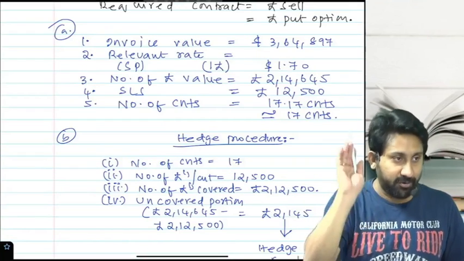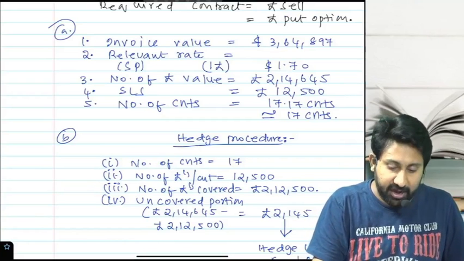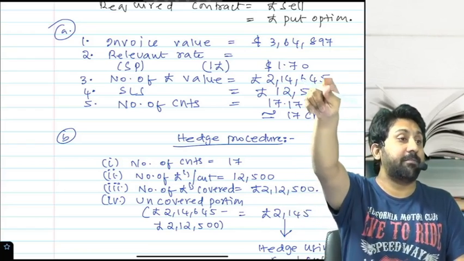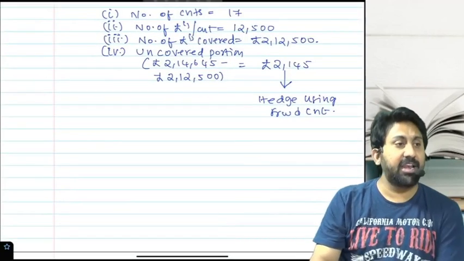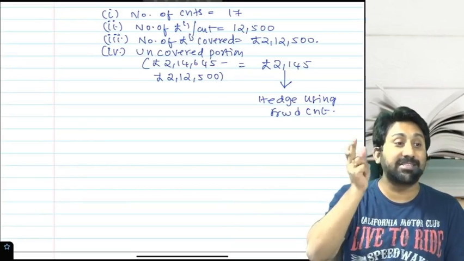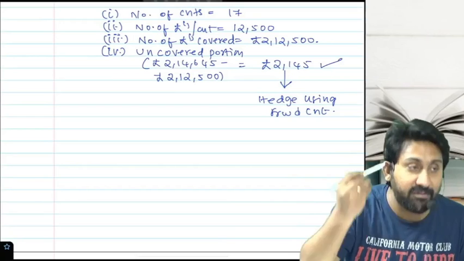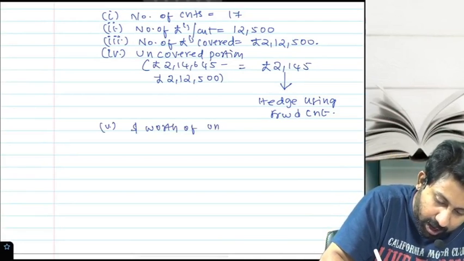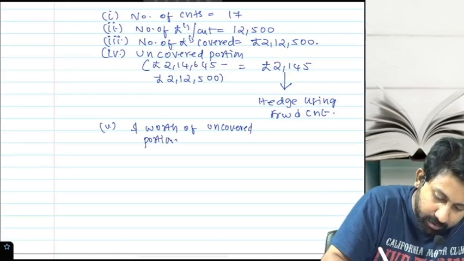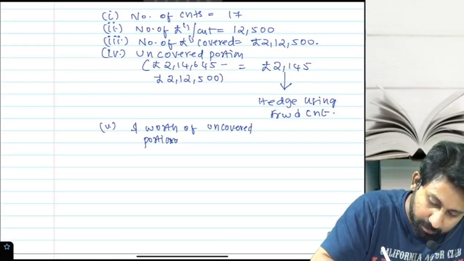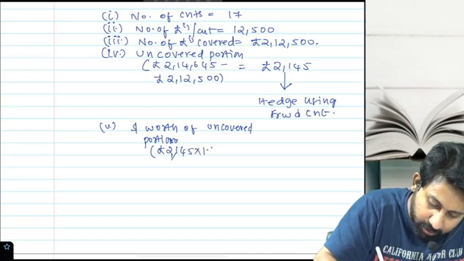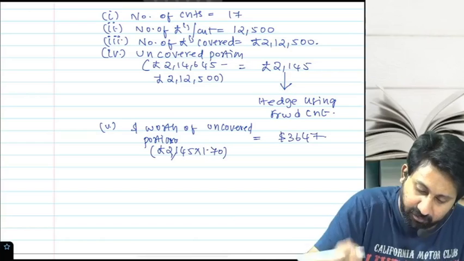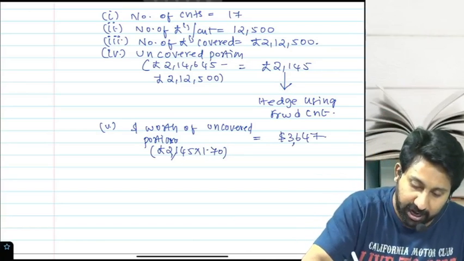How did you get this 2145? We reduced 212,500 from 214,645. Okay, how did you get the 214,645? We divided 364,897 by 1.70. That means the invoice is in dollars. I want to know how much dollar value of the invoice is for this 2145. So the dollar worth of the uncovered portion. At what rate did you convert it? 1.7. So pounds 2145 into 1.7 equals $3647. This much amount I need to cover using the forward.